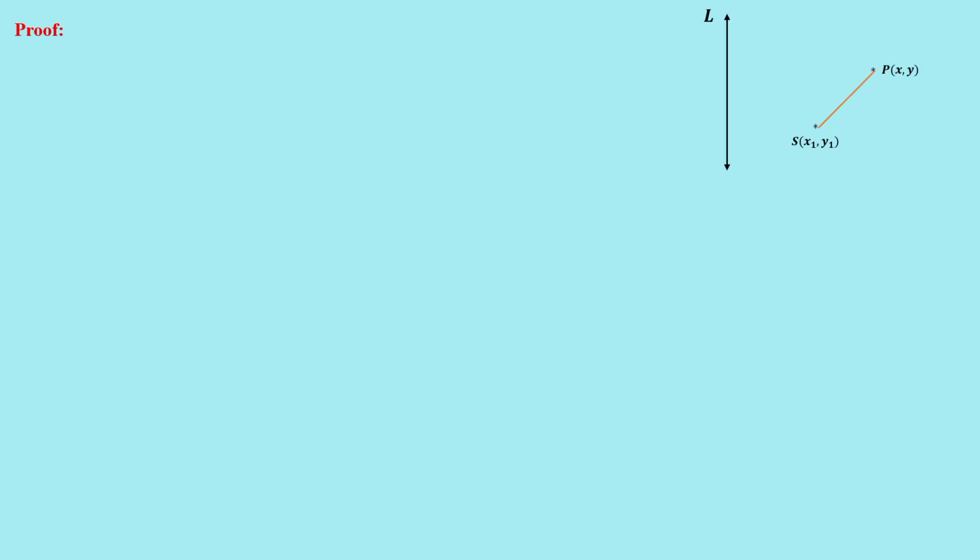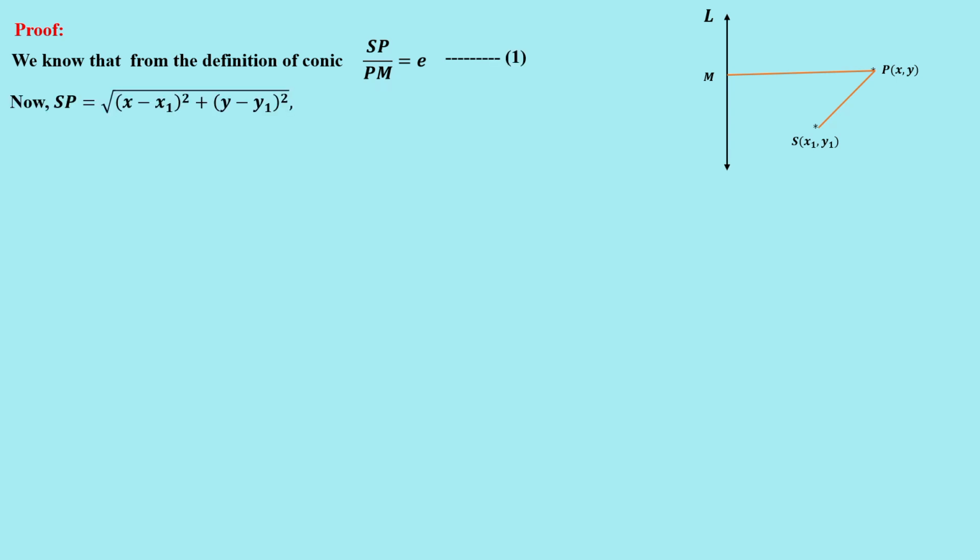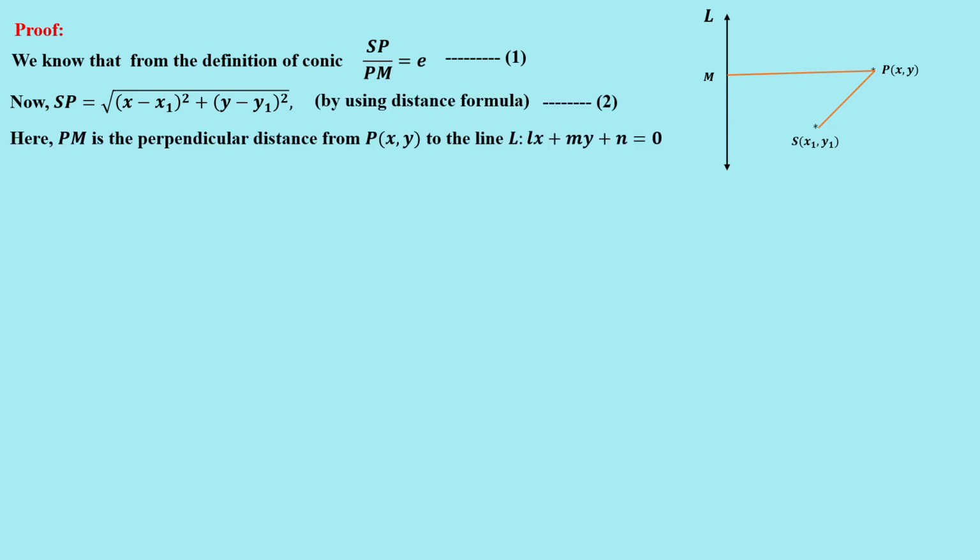Given S is the focus, P is the moving point, and L is the directrix. PM is the perpendicular distance from the point P to the directrix L. SP is the distance between the focus and the moving point. We know from the definition of conic, SP by PM is equal to E. That is equation number 1. SP, using the distance formula, is the root of (x − x1)² + (y − y1)². That is equation number 2.